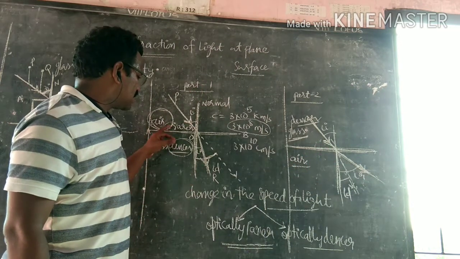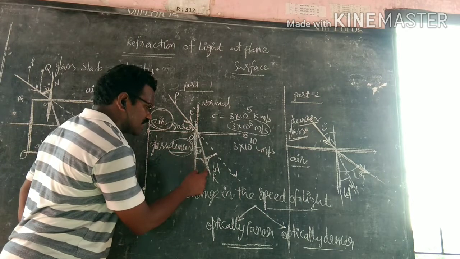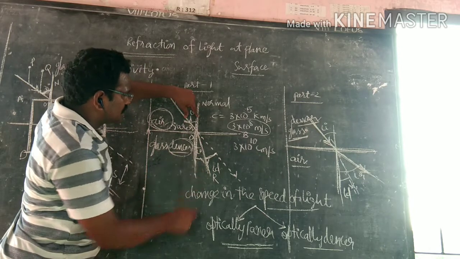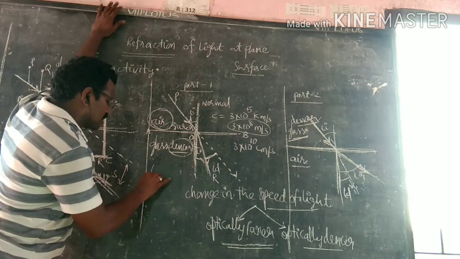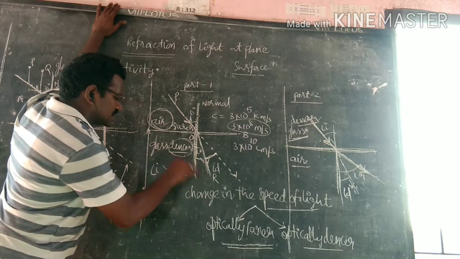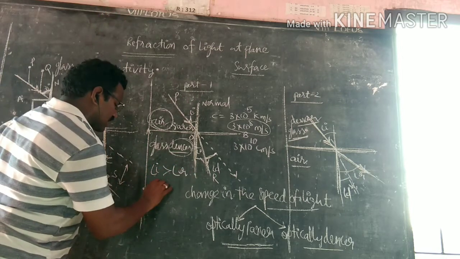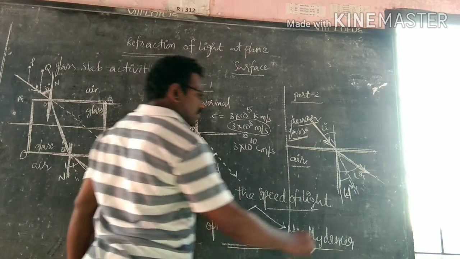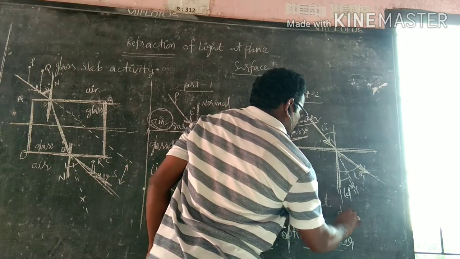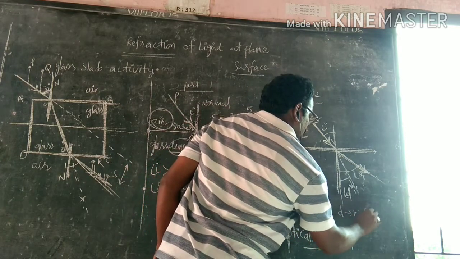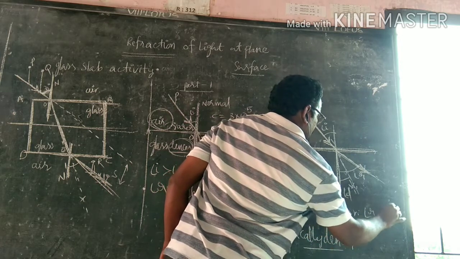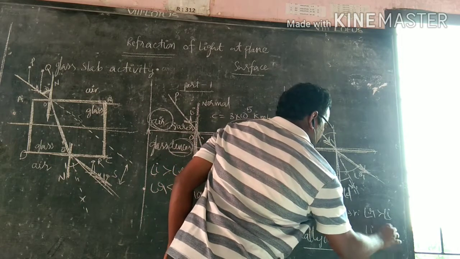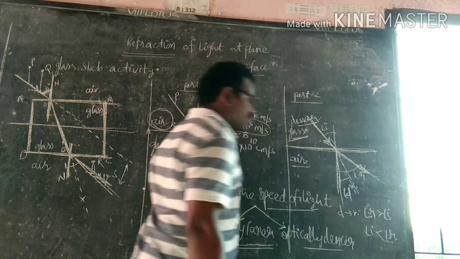In this case, rarer to denser, the angle of refraction is less than the angle of incidence. That is, angle I is greater than angle R, or otherwise angle R is less than angle I. Here, if the light ray travels from denser to rarer, the angle of refraction is greater than the angle of incidence. That means the angle of incidence is less than the angle of refraction.